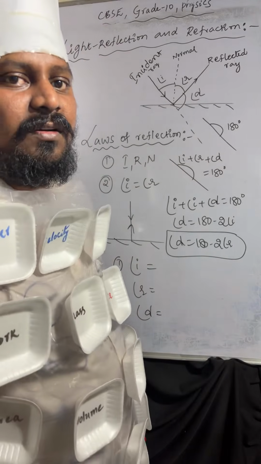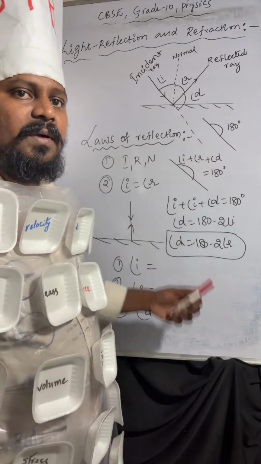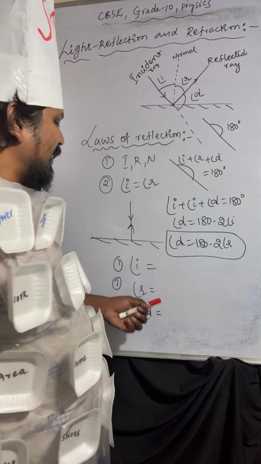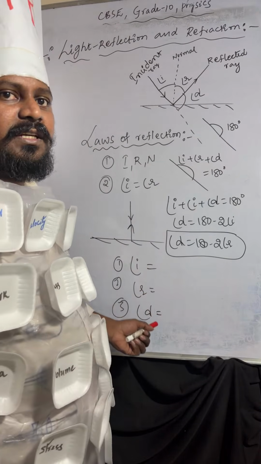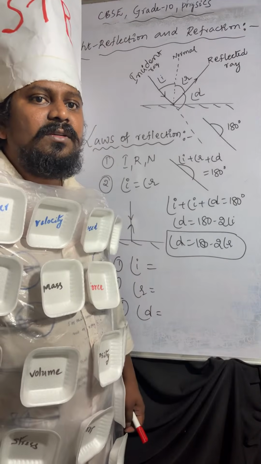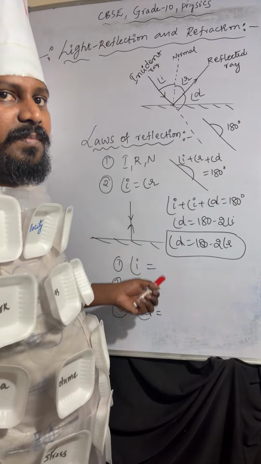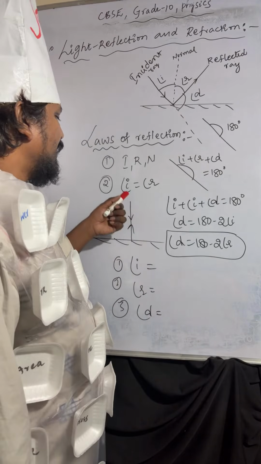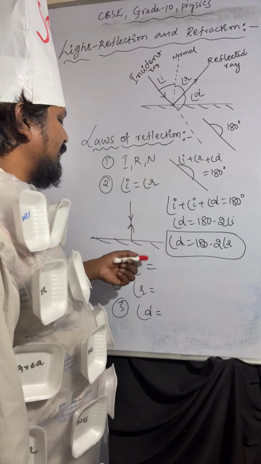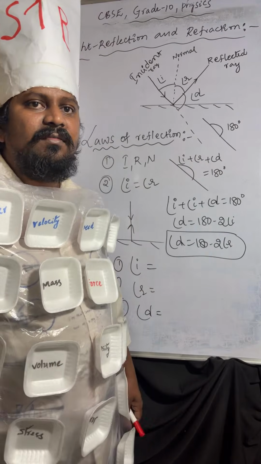So anyone knows the answer? If the light ray passes along the normal line, what is the angle of incidence, what is the angle of reflection, and what is the angle of deviation? Just let me know, those who know the answer.